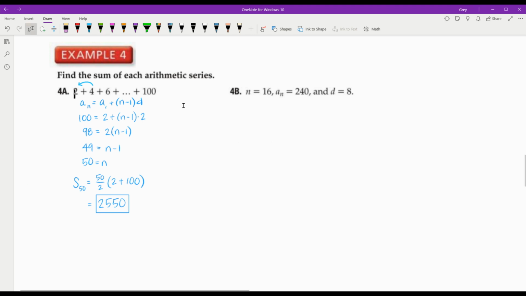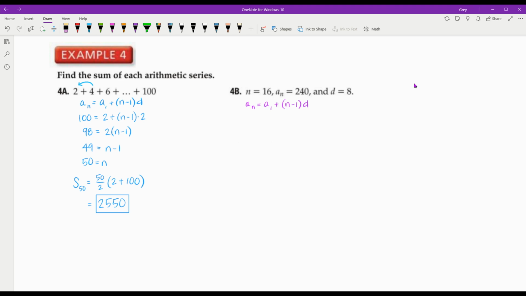So look at example 4b. n is 16, a sub n is 240, and d equals 8. And I got to find the sum. So find the sum of, in this case, it's going to be 16 terms. But before that, I need to know all the information, and I don't know the first term.